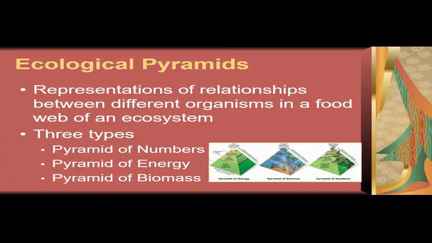Ecological pyramids are representations of relationships between different organisms in a food web of an ecosystem. And there are 3 types. There is a pyramid of numbers, a pyramid of energy, and a pyramid of biomass.